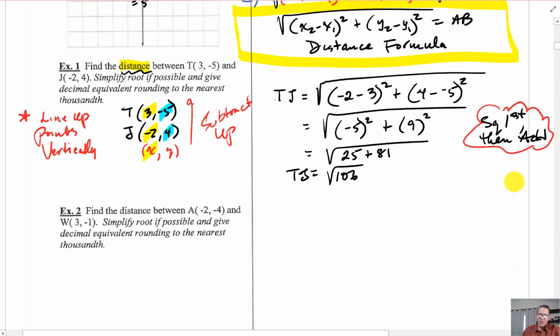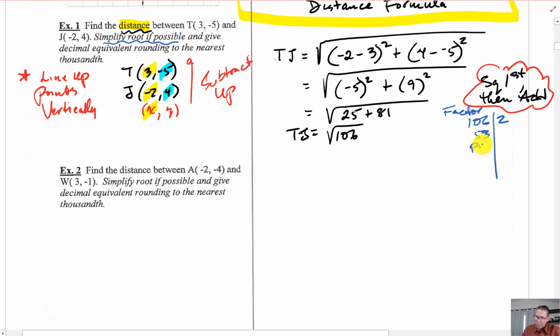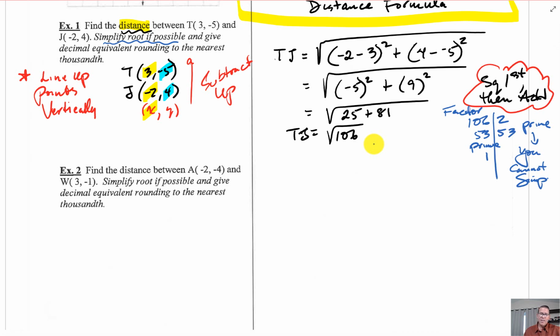Now the question is, can you simplify that? Because it says simplify the root if possible. So let's go over here and look at that. You have to take 106 and factor it. It's even, so divided by 2, you get 53. And guess what? 53 is prime, so you can only divide it by itself. So the factors are both prime, which means you cannot simplify it. All right, and so we're done. We get this distance, the square root of 106, which is a little over 10 units if you graphed it. That's what we want to get used to here, guys.